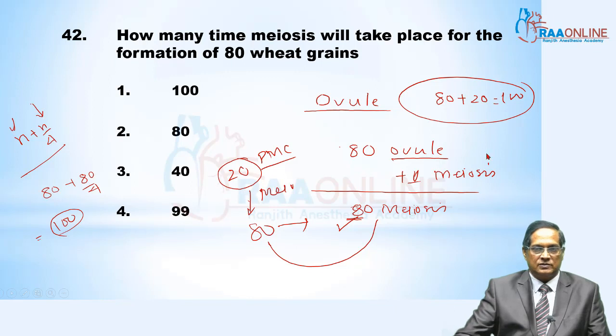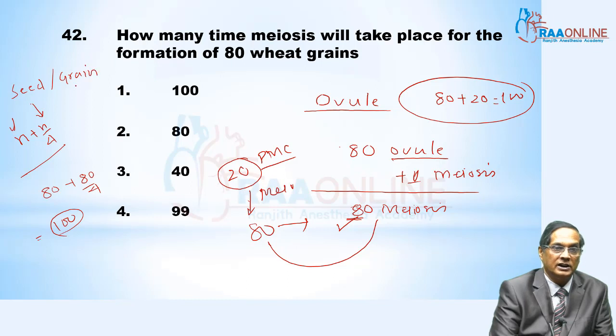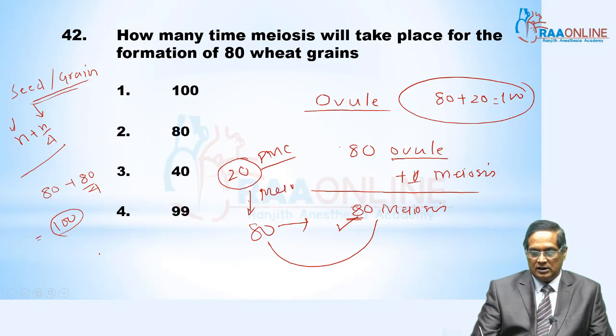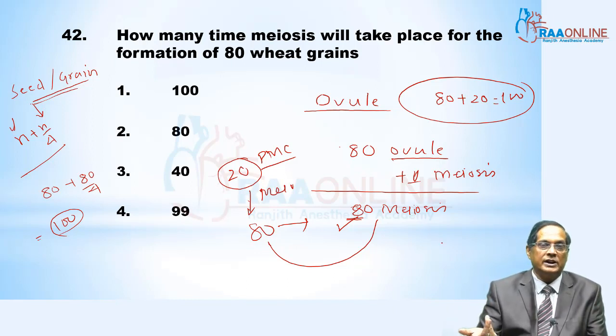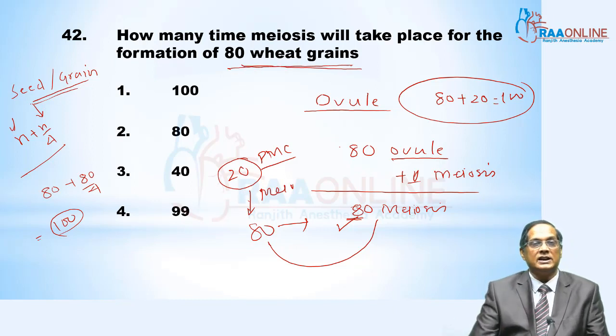One is logical, and this is the shortcut, but the shortcut is applicable for seed or grain, not for pollen grain. To obtain 100 pollen grains, dividing by 4, 25 meiosis is sufficient. So it is not for pollen grain; it is for wheat grain, rice grain, maize grain, etc.